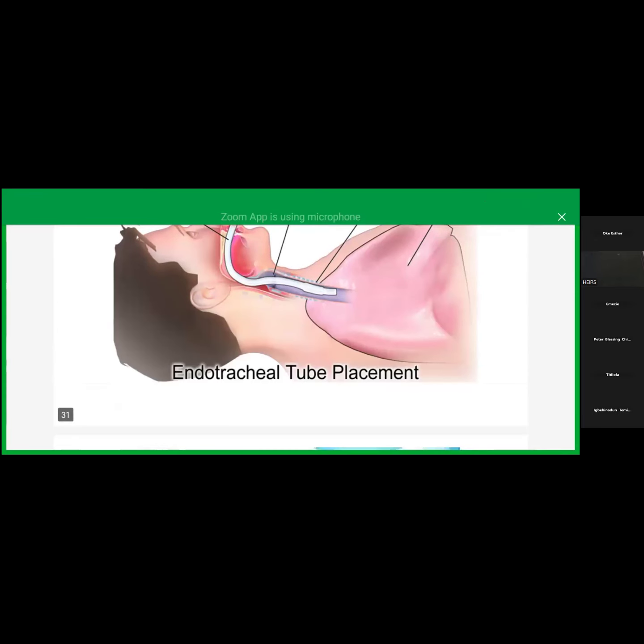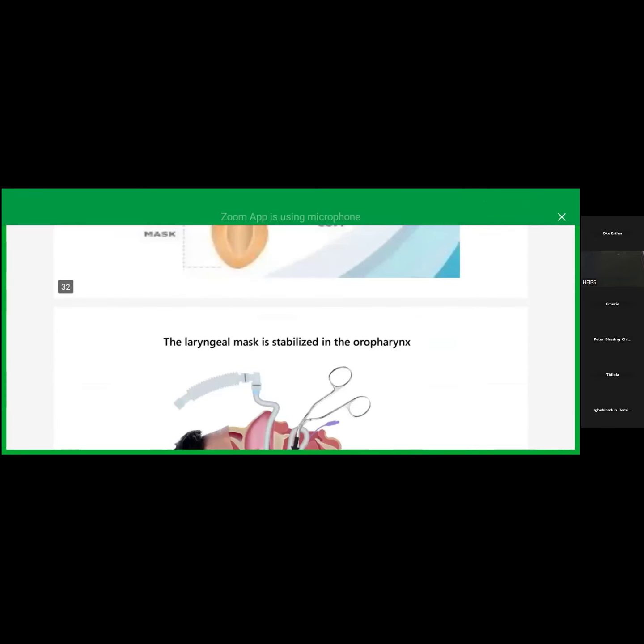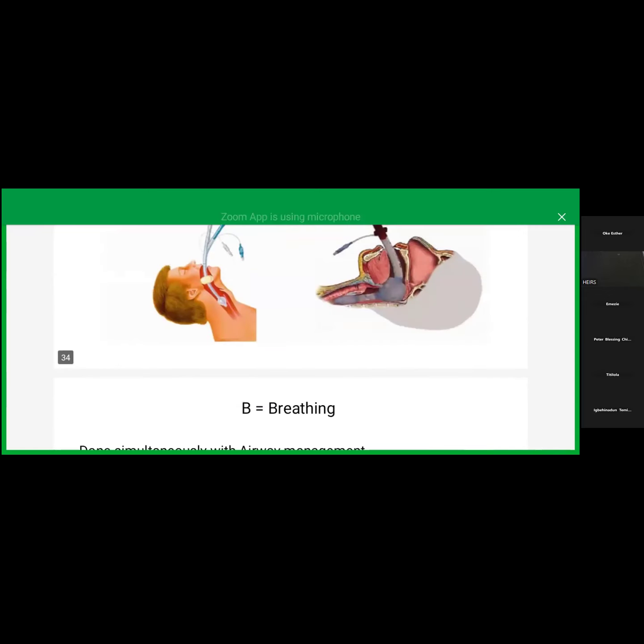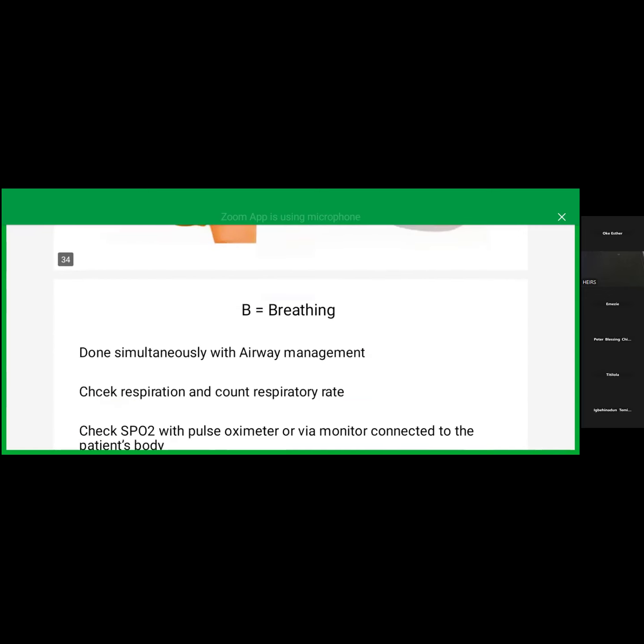But all these things are beyond the scope of your lecture today. So those are the airway management, how we manage the airway.